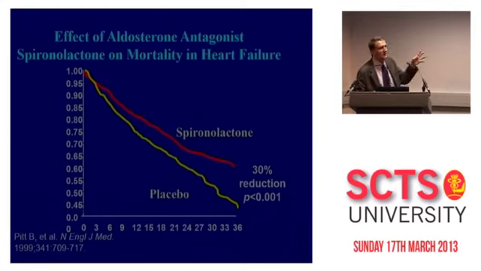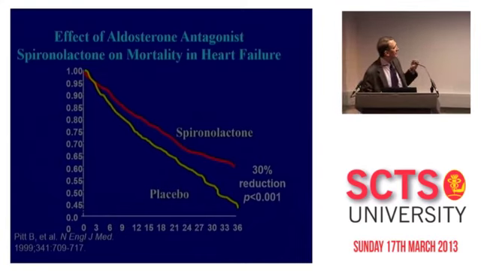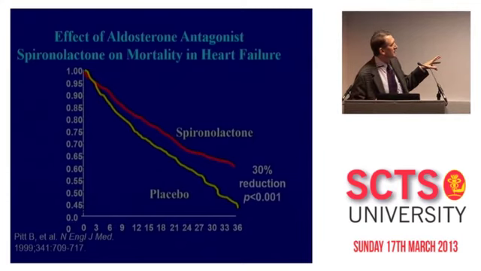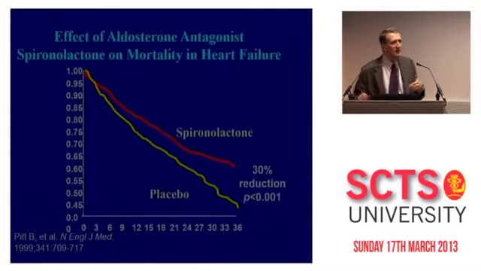Aldosterone antagonist, spironolactone, has been around for donkey's years. This study is over 10 years old now, and the rationale behind using spironolactone in heart failure is it inhibits aldosterone. Aldosterone is increased in heart failure. It is reduced by ACE inhibitors, but the effect is transient. It tends to go back up again. So addition of spironolactone on top of your ACE inhibitors and beta blockers also has significant benefits in heart failure.